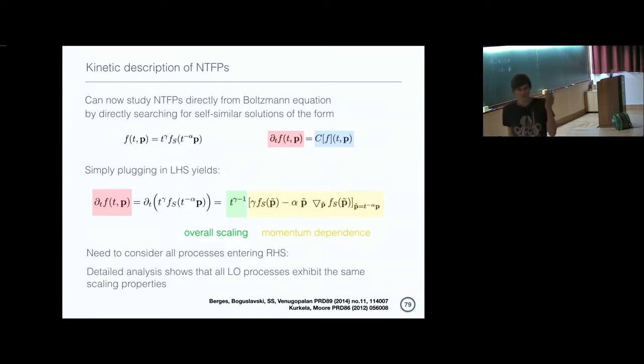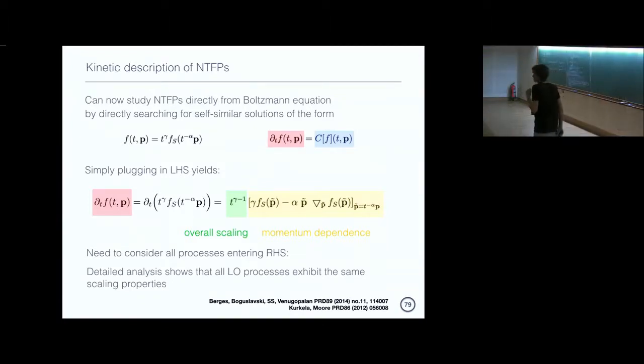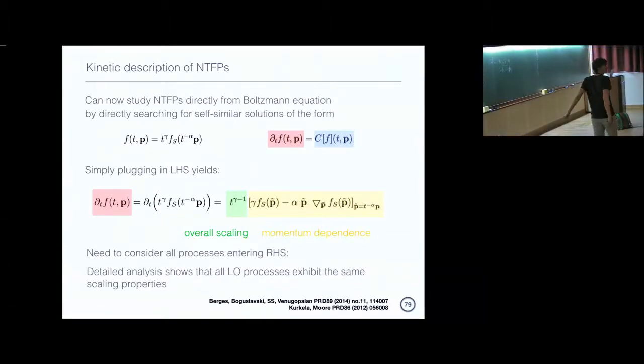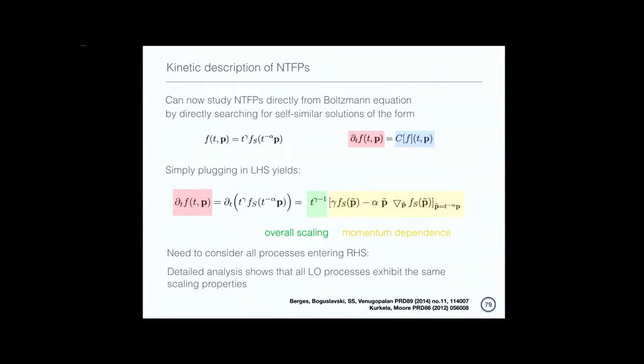Now, that's just the left-hand side. That's kind of trivial. Really, the question is what's going to go on with the processes on the right-hand side. In principle, you have to consider all the different processes that enter on the right-hand side: small angle elastic scattering, large angle elastic scattering, and inelastic processes. And this has been done throughout a series of papers. If you do this, what you find at the end of the day is that they all behave in very much the same way, so I'm not going to show you all of them.